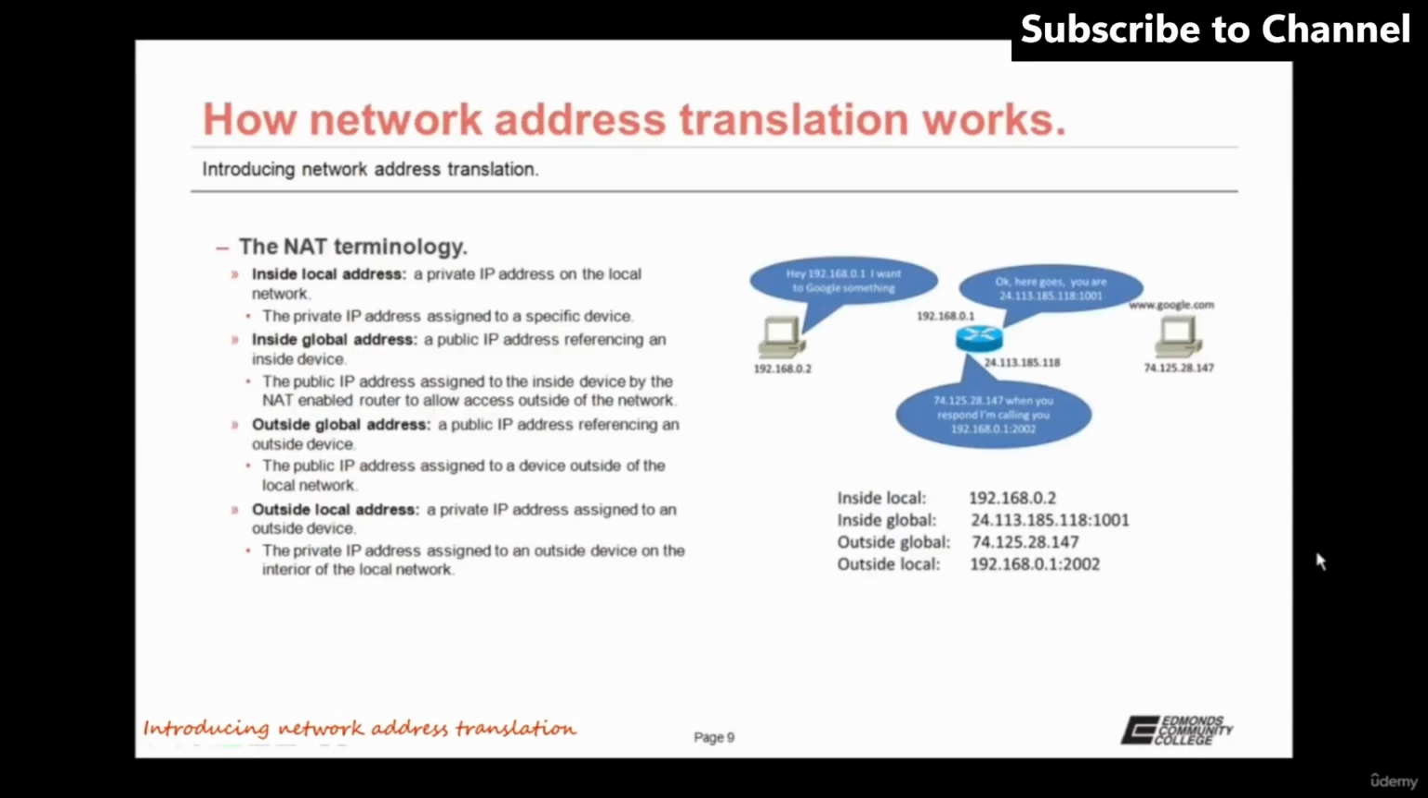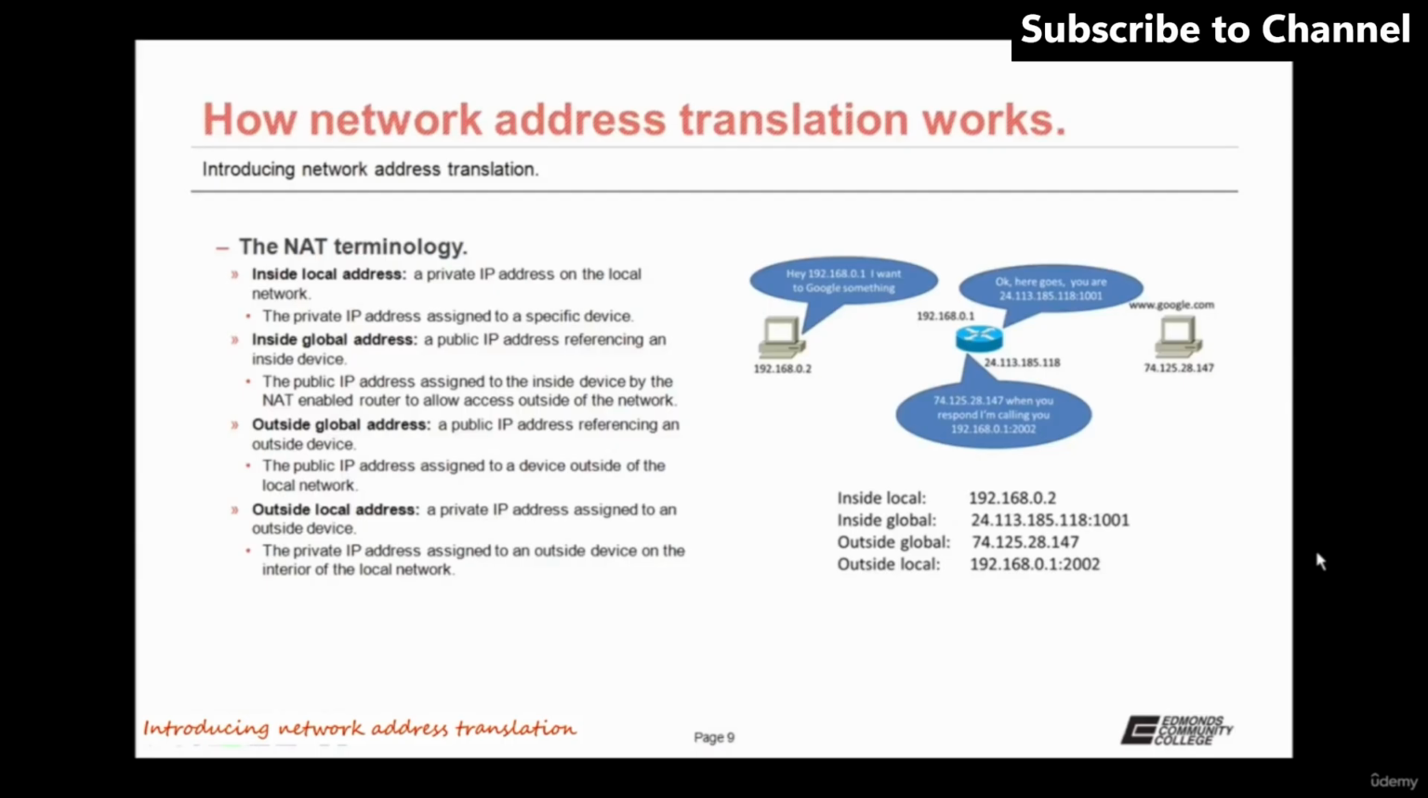Now let's talk about NAT terminology, specifically about the types of addresses. And we begin with the inside local address, which is a private IP address on the local network. It is the private IP address assigned to a specific device. Then there's the inside global address, a public address referencing an inside device. The inside global address is the public IP address assigned to the inside device by the NAT-enabled router, allowing access outside of the network.